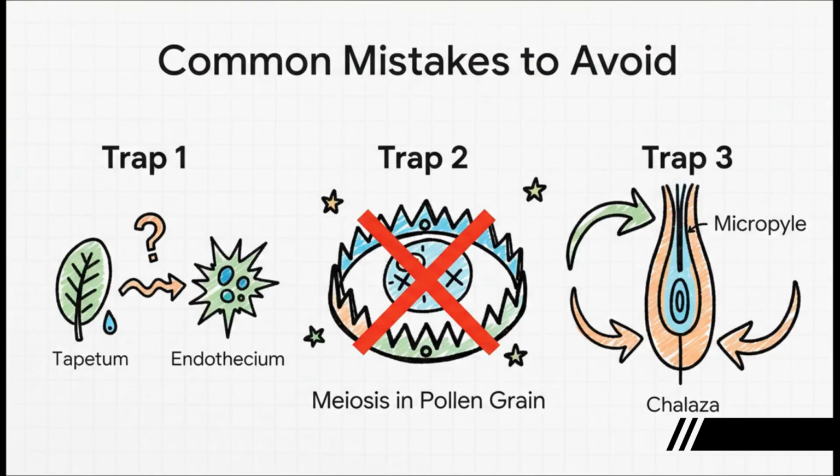Here are 3 traps that you are now fully equipped to avoid. Number 1, confusing the nutritive tapetum with the endothecium. Not you, not anymore. 2, forgetting that meiosis happens in the microspore mother cell, not the pollen grain itself. You know that now. And 3, mixing up the micropyle, the entrance, with the chalaza at the opposite end. You're way past that now.